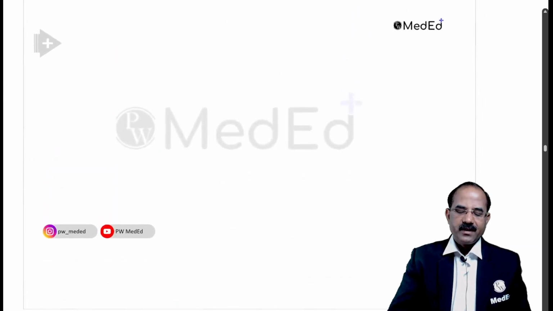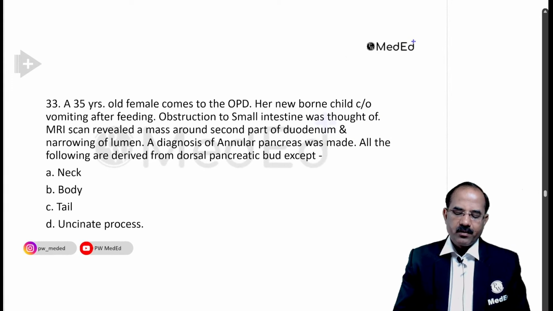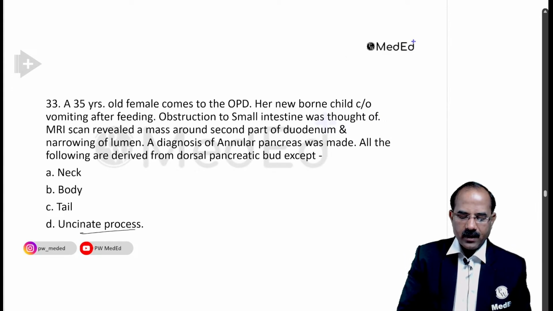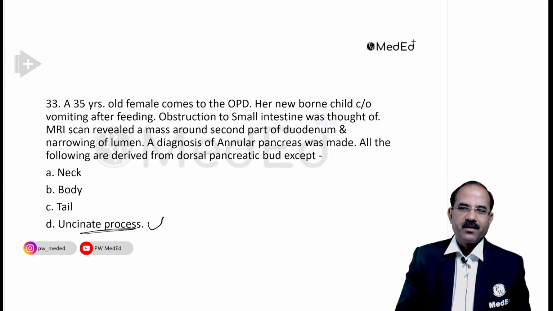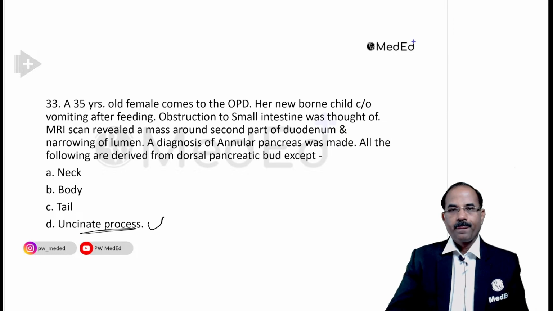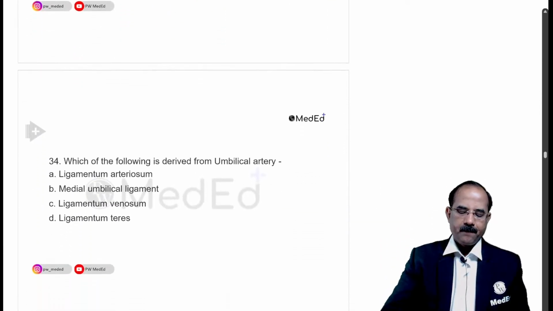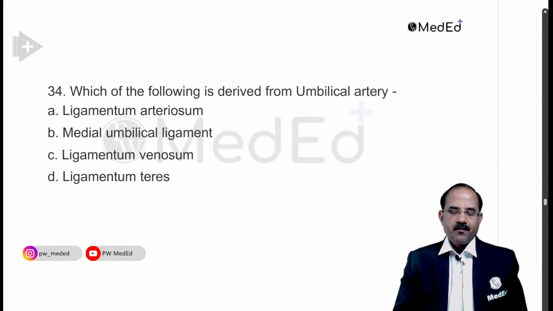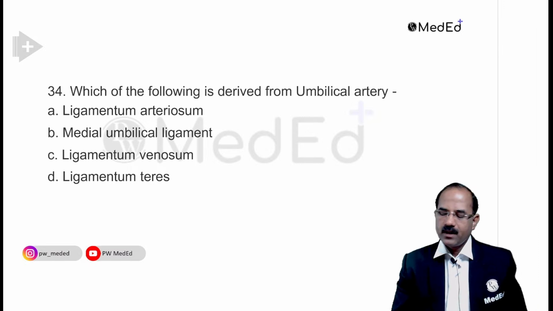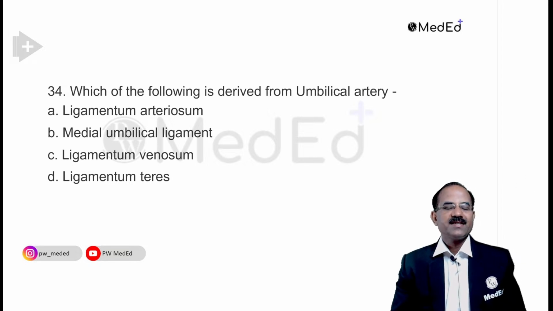Just have a look at the slide now. What is the answer for this? All the following are derived from the dorsal pancreatic bud except the uncinate process, which is derived from the ventral bud. Okay, that's it. See the next MCQ, students. Which of the following is derived from umbilical artery? Any guesses? Come on, Khan. Any guesses?